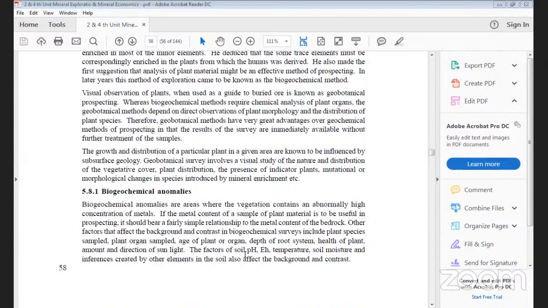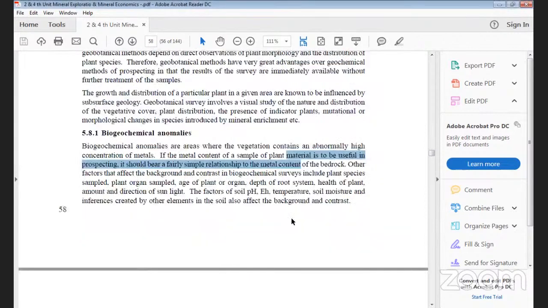As per that, we fix the biogeochemical anomalies. The biogeochemical anomalies are areas where the vegetation contains abnormally high concentrations of metals. If the metal content of a sample's plant material is to be useful in prospecting, it should bear a very simple relationship to the metal content of the bedrock.